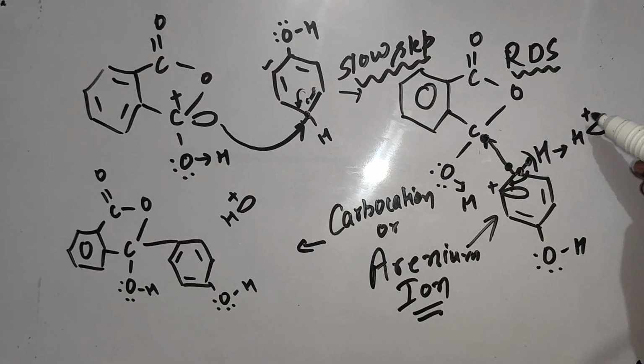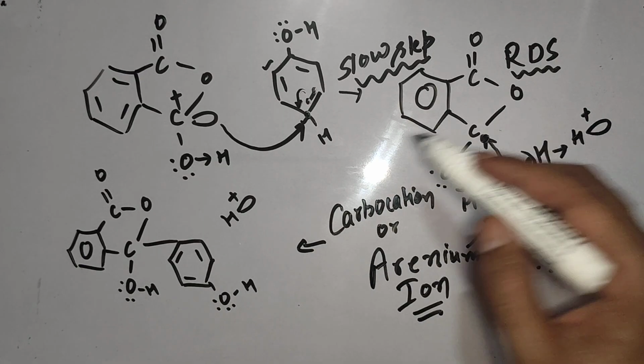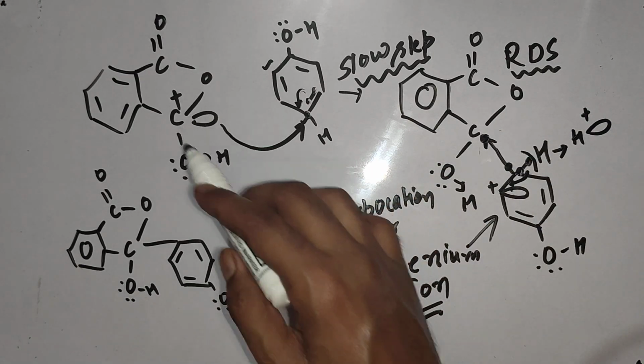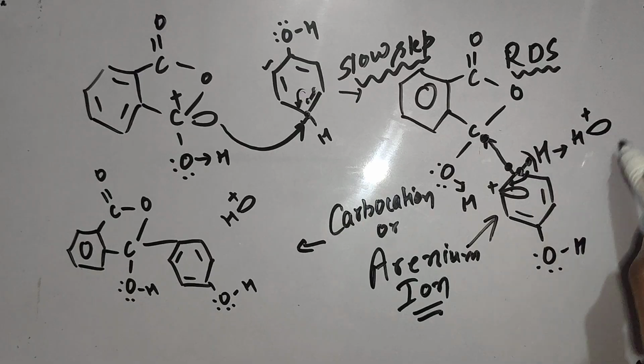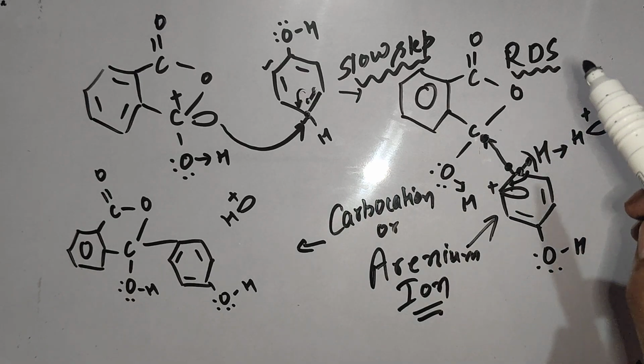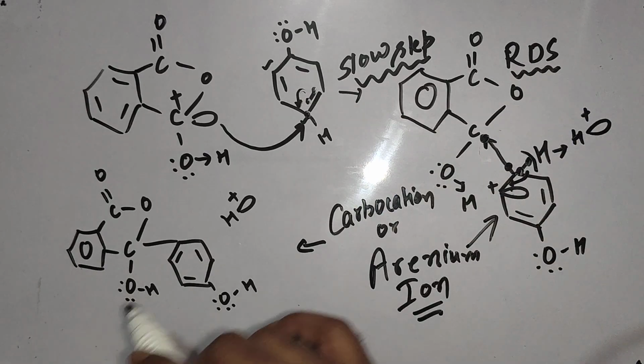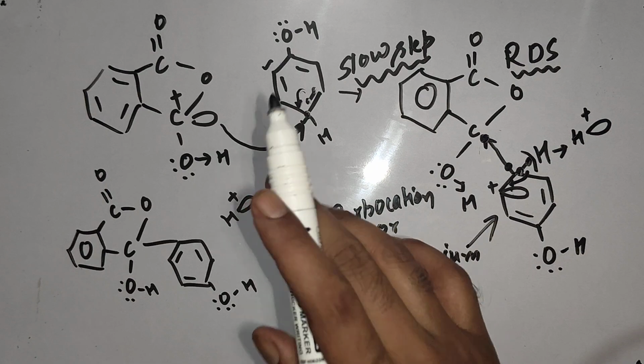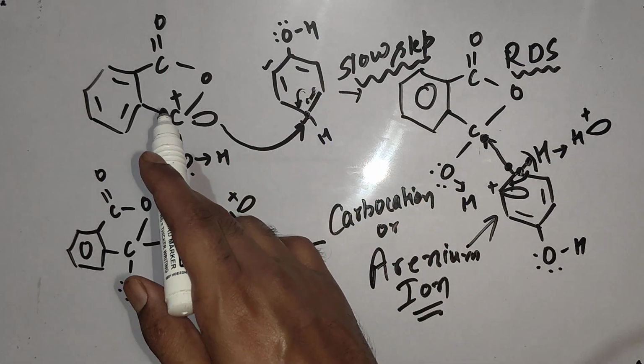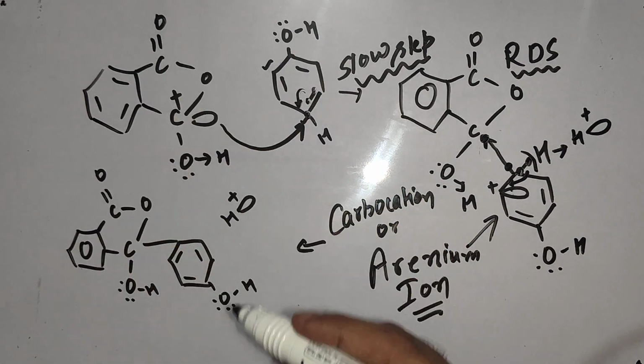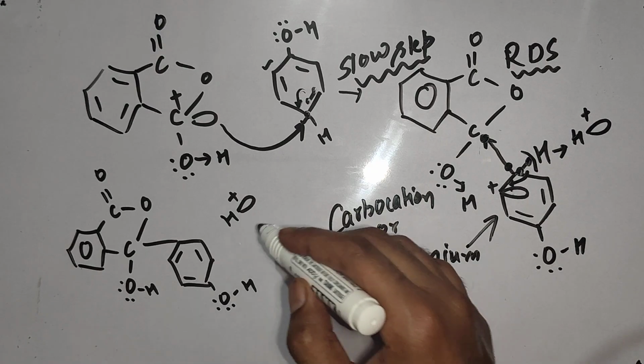Now you can check, this is an electrophile and this was an electrophile. One electrophile has substituted another electrophile. That's why we are calling it electrophilic substitution reaction. The H positive ion electrophile was substituted by this carbocation, which was also an electrophile. Okay, what will this H positive ion do?